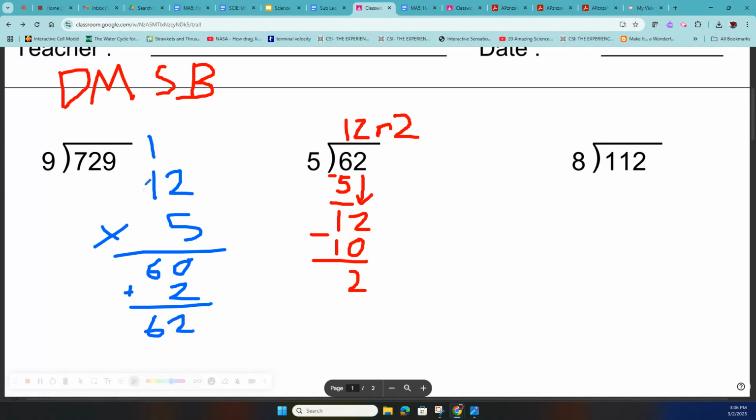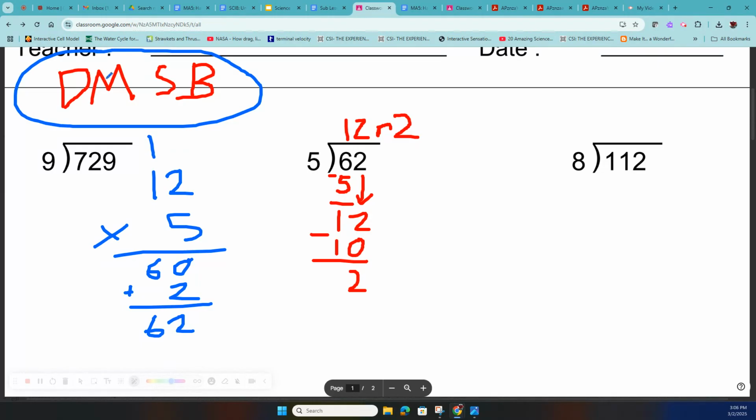Boom. So I worked backwards with multiplication, checked my answer. Yep, it works. Very cool. Okay, so this is the process you guys are going to have for going through all of these questions. And it's all about DMSB.